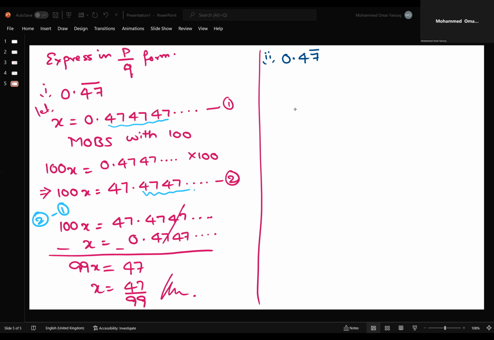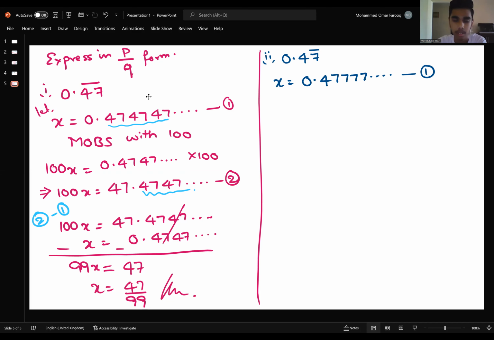Now, so 0.47 bar. The repeating decimal is what? 7. So let us write x is equal to 0.47777 and so on. So this is, let us take it as the first equation.